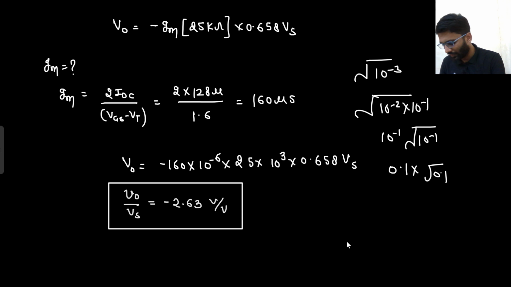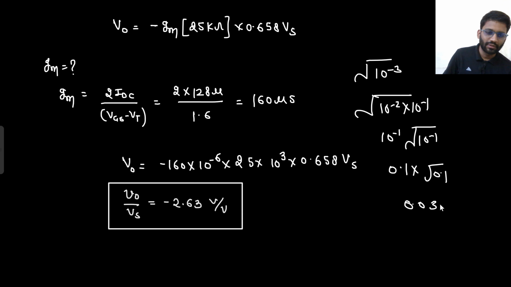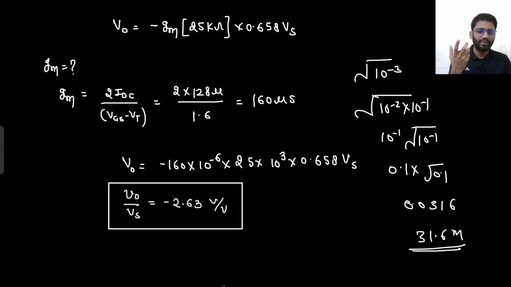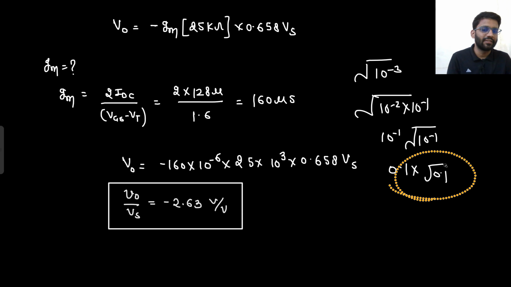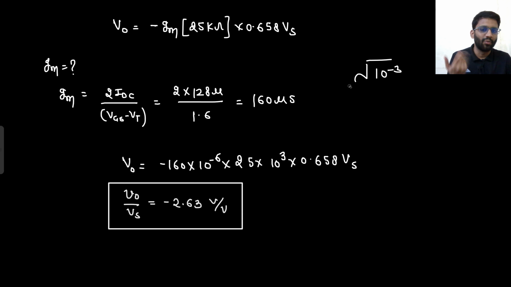So what will be root of 0.1? 0.1 into root of 0.1, so your answer would be 0.0316, which is 31.6 milli. So that's how you can make your calculation better, because I have seen a lot of aspirants getting confused in these kinds of calculations. Just because of calculation, they lose their 2 or 3 marks. So that should not happen.